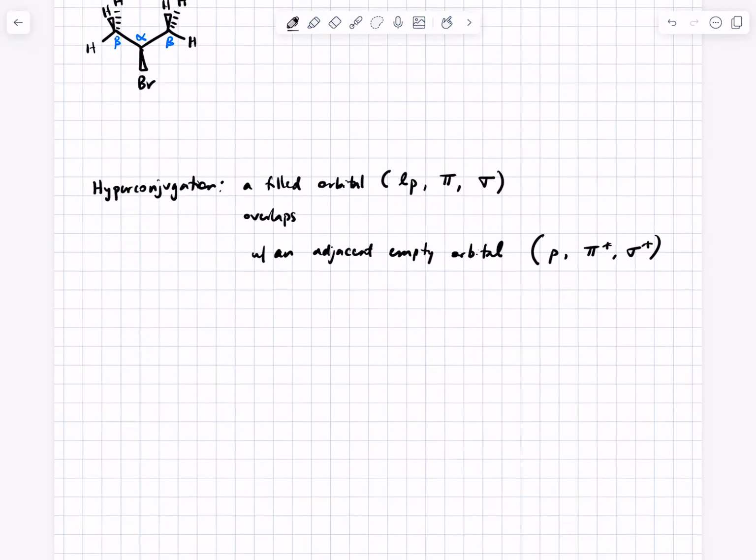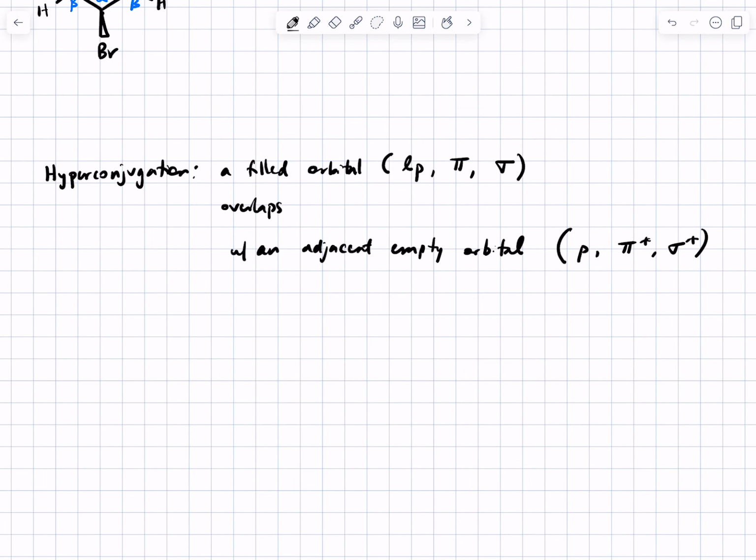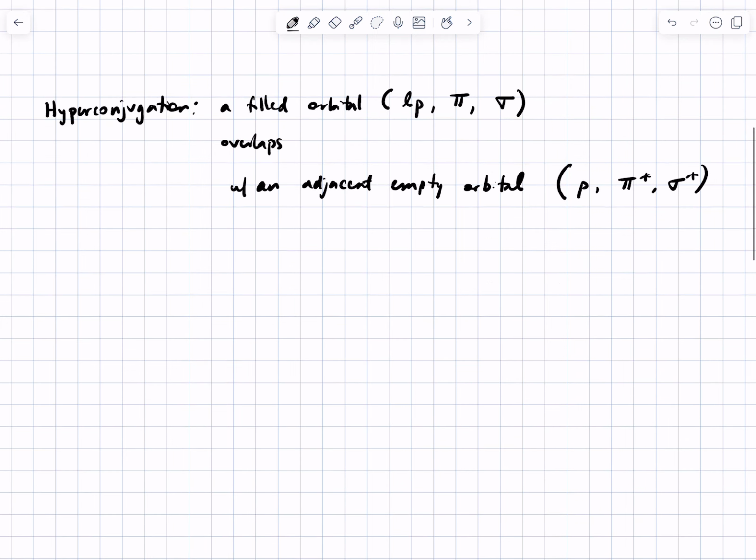Now, we've talked about overlapping of filled orbitals and empty orbitals before. In fact, that's actually what's going on when we have the nucleophile attack an electrophile, right? A filled orbital on the nucleophile, the HOMO, is attacking the empty orbital on the electrophile, the LUMO. But we're talking about a filled orbital overlapping with an empty adjacent orbital, all in the same molecule. And when this happens, there are a few consequences.